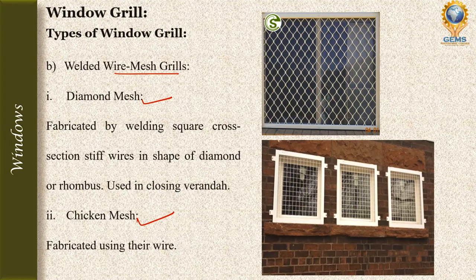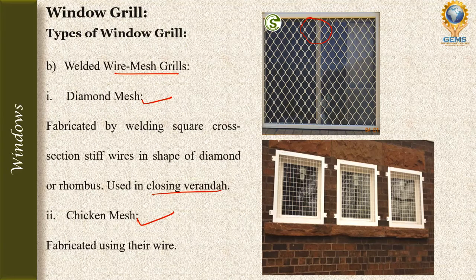So why is it called diamond mesh and chicken mesh? Because of their shape. In the diamond mesh, mostly the opening will be in the shape of a diamond or rhombus. Mostly this diamond mesh will be used in closing verandas.